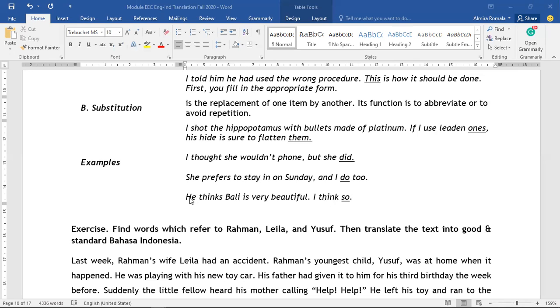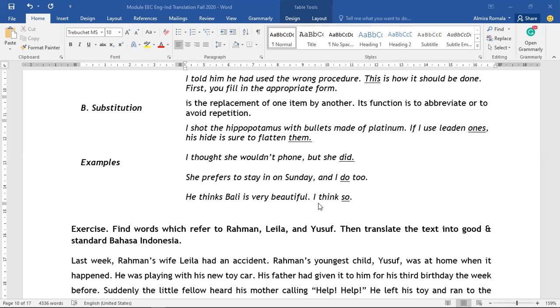And then the last example: "He thinks Bali is very beautiful. I think so." So "so" here is actually a substitution of this: "He thinks Bali is very beautiful, and I think Bali is very beautiful." So we have the same idea too. So guys, we have several kinds of substitution. Why are we required to understand substitution? So that we can get the whole meaning of the sentences.